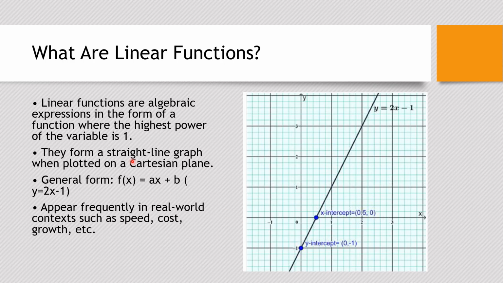So that is the definition of a linear function: an algebraic expression with the highest power of 1 in the form of a function. So anytime you see an expression of such nature, then it means that we can classify such a function as a linear function where a and b are constants. We can also apply linear functions in contexts such as speed, cost, and growth.